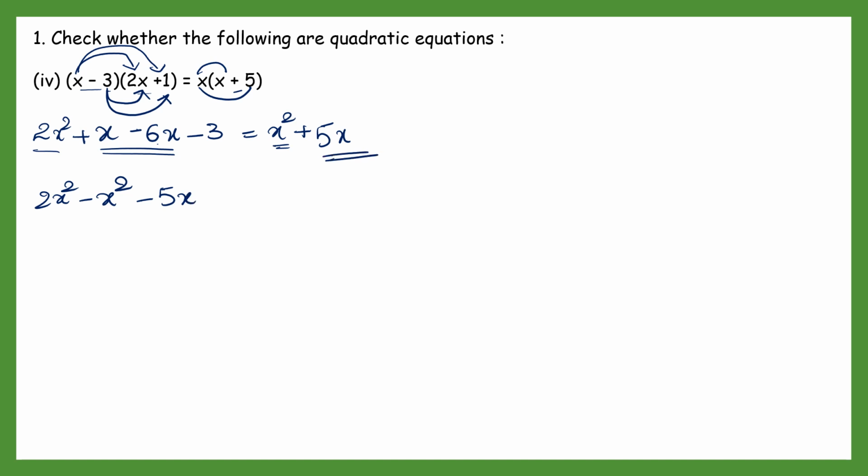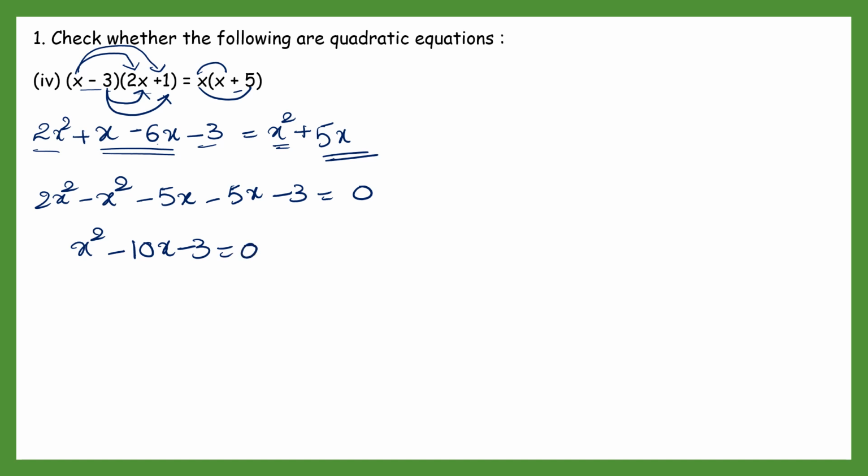This 5x on right side, if it comes to left side, it will become minus 5x. Next minus 3 as it is. This is equal to 0. 2x square minus x square is x square. Minus 5x minus 5x is minus 10x, minus 3 is equal to 0.